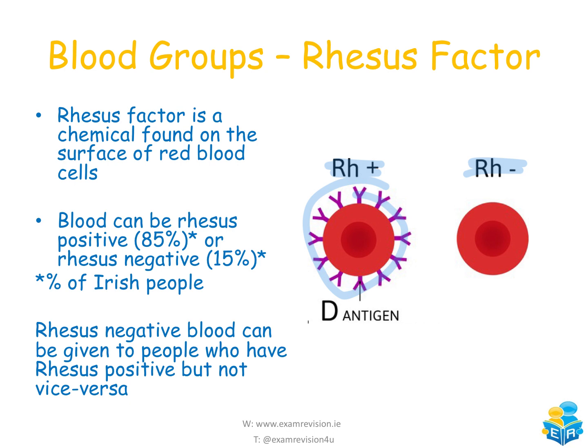Rhesus negative blood can be given to people who have Rhesus positive, but not vice versa. So Rhesus negative can be given to Rhesus positive, but Rhesus positive cannot be given to Rhesus negative because it will recognize that as something that's foreign and your body will try and fight it. Okay, so Rhesus positive cannot be given to Rhesus negative, but Rhesus negative can be given to Rhesus positive.